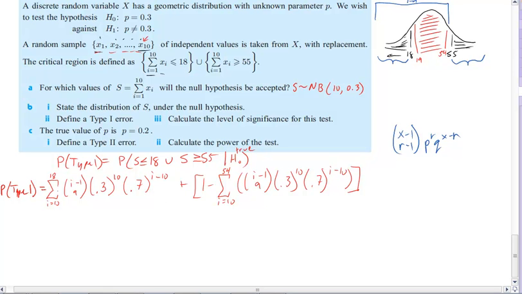Okay, so what I'm doing first is we're finding the summation from i equals 10 to 18. Now 10 comes from the fact that as a minimum, it's going to take me 10 trials. Even if every single one is a success, right?